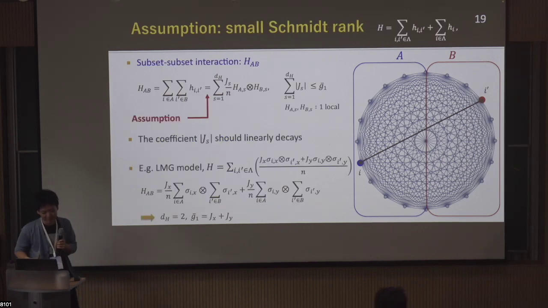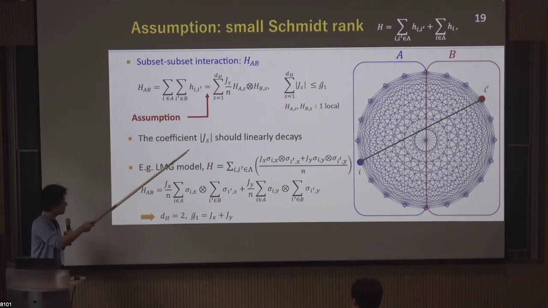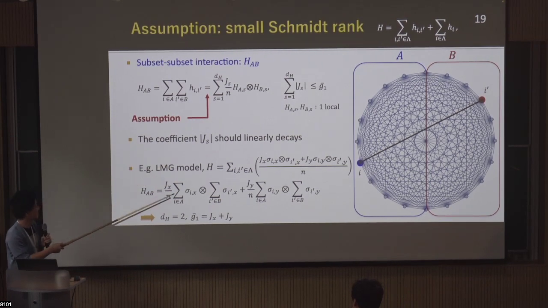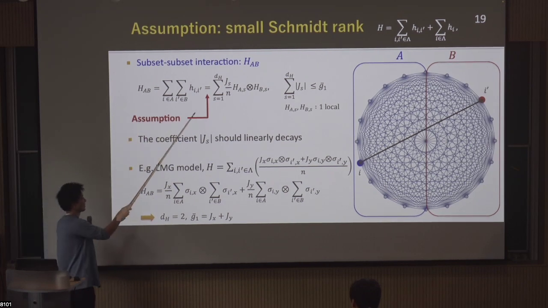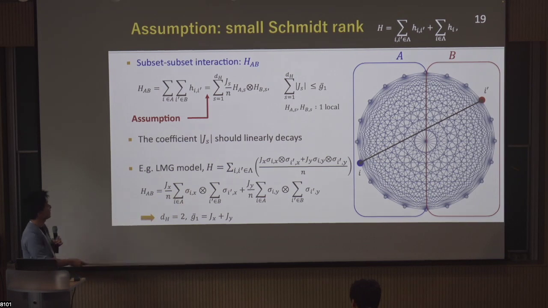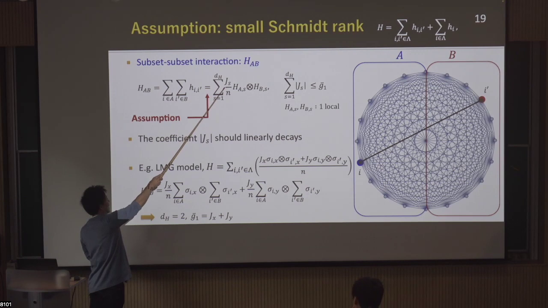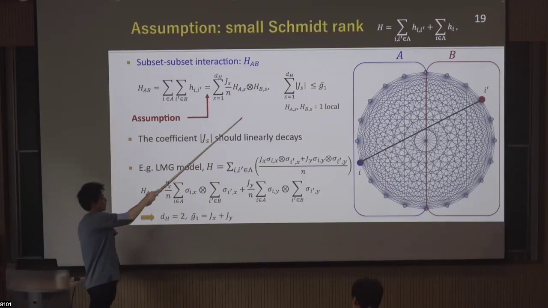Okay, and the main assumption is a small Schmidt rank, and the small Schmidt rank is a bit not a correct description. Sorry. In fact, the small Schmidt rank itself was not assumed, but actually the decay of the Schmidt coefficient is assumed. So we consider the subset interactions like this form. And then, as he said, we consider some operator Schmidt decompositions like this form. H_AS and H_BS are now one-local. Then we can denote the coefficient J_S. And now our assumption is that the summation of J_S is upper bounded by some constant, G1 bar.